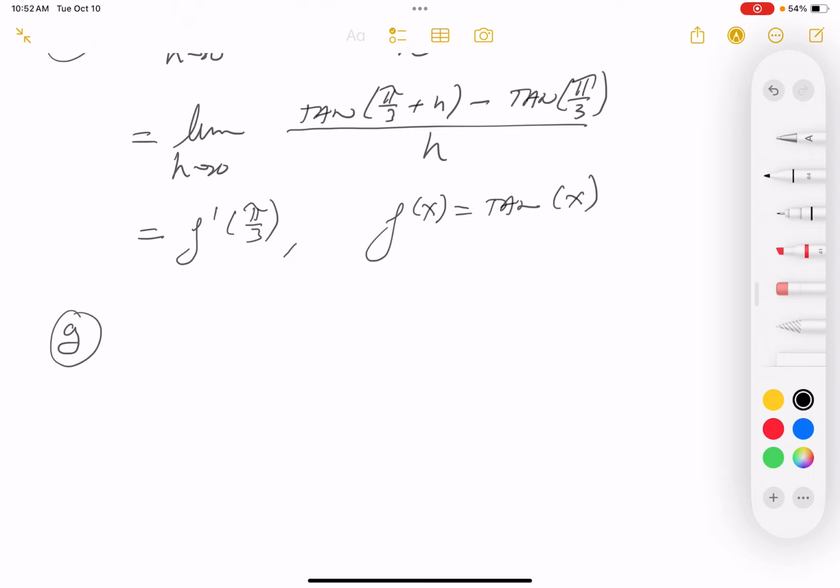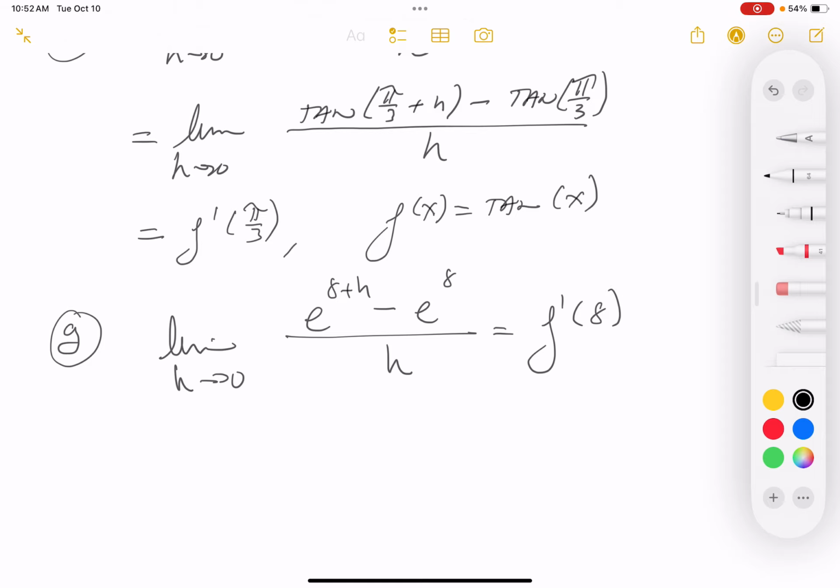Hope I'm not losing anybody here. Limit as h goes to 0. This is e, or Euler's number, to the 8 plus h minus e to the 8 over h. Well, I'm kind of recognizing that. And what I recognize is this is a derivative at the value 8. What's the function now? The question is, what's the function now? f of x is e to the x. All right, that's letter G.